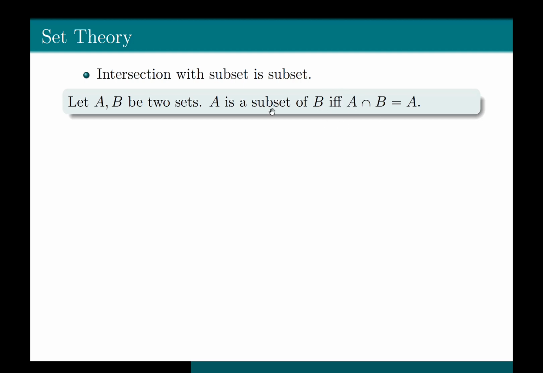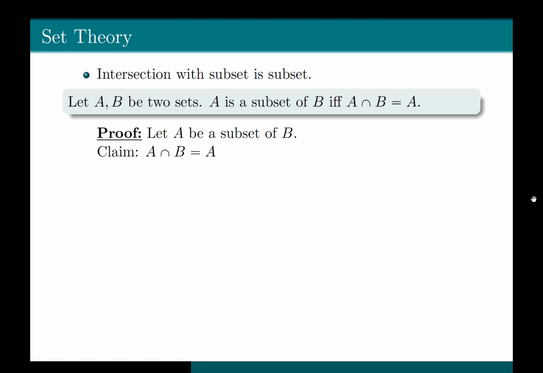Again, we have an if and only if condition over here. So what do we have to do? We will start by assuming that A is a subset of B is true, and we will prove that A intersection B is equal to A. Conversely, we will assume that A intersection B is equal to A is true, and we will prove the first part, which is A is a subset of B. Okay, let's start with the assumption that A is a subset of B. So what do we have to prove? We have to prove that A intersection B is equal to A.